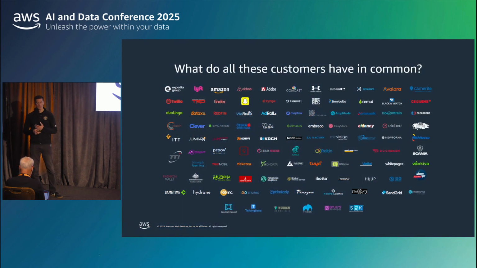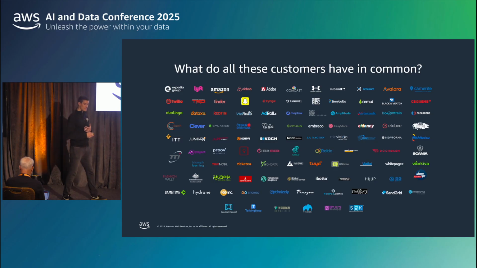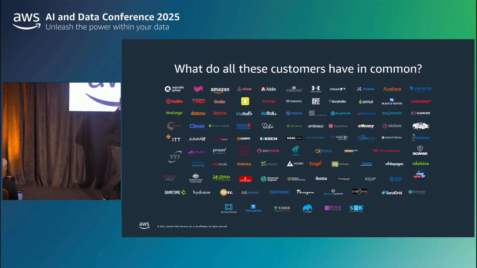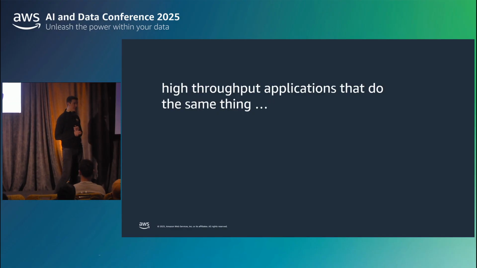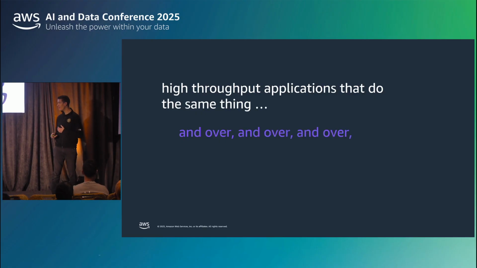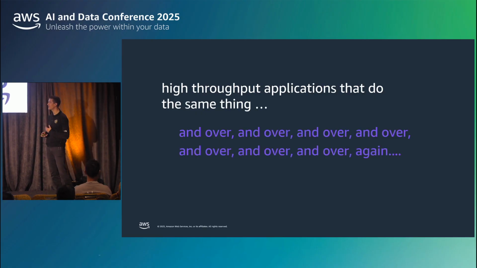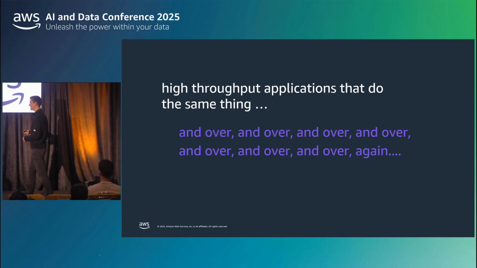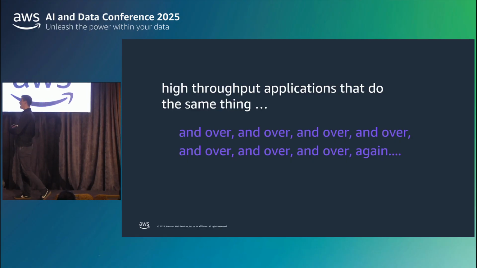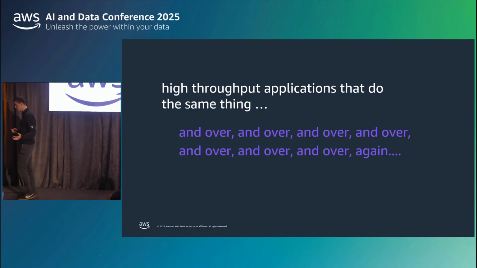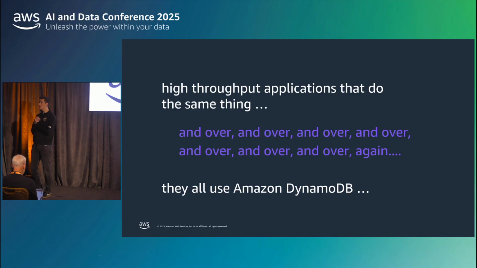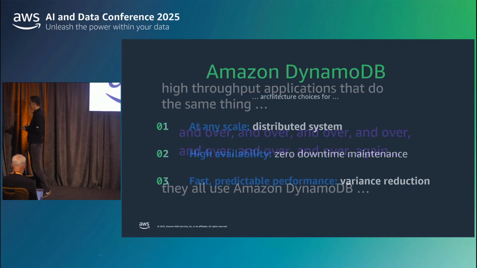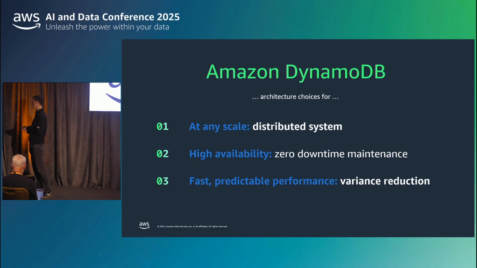We look at a lot of customers that are using DynamoDB today. What do they all have in common, at least some of these customers? They have very high throughput applications that do the same thing over and over and over again. Things like, give me the session state. Put an item in a shopping cart. Get a player profile. Update a bank account record. These are not complicated queries. These are access patterns that are static, over and over again. And they all use DynamoDB for that because they want that predictability. And this is why we built DynamoDB.